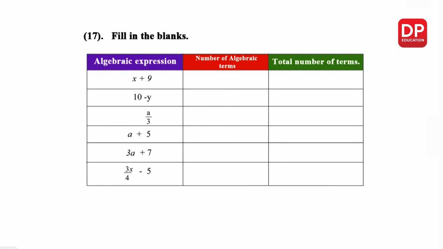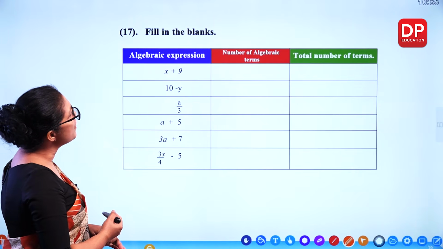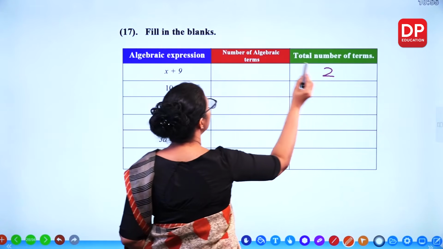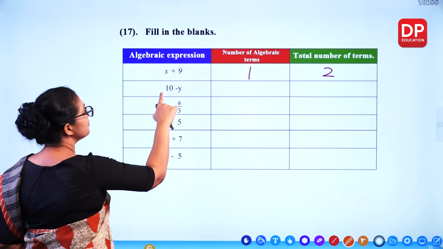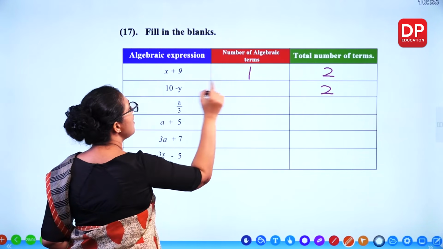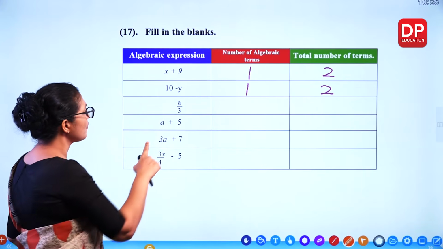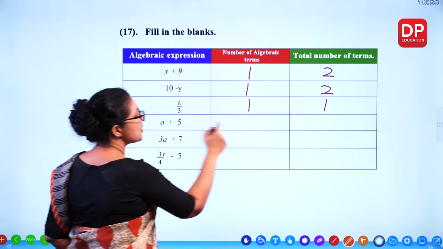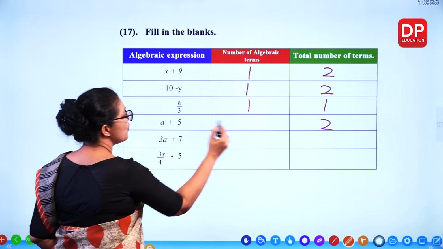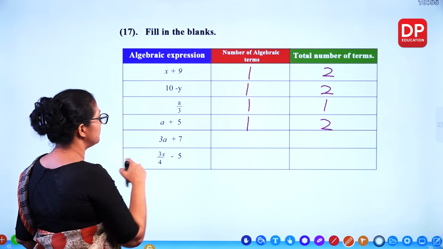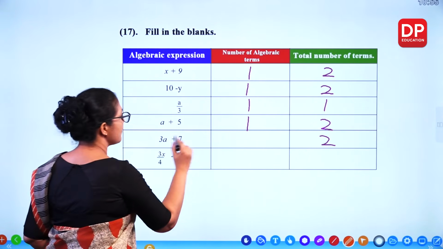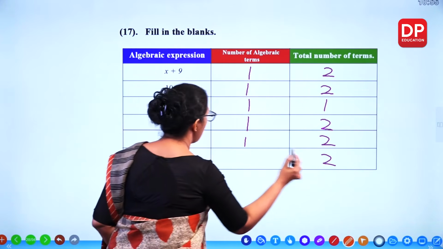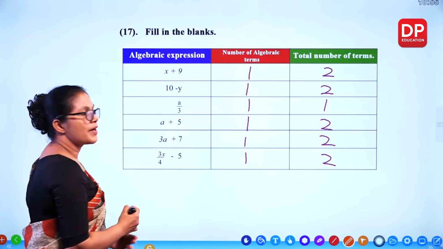Fill in the blanks. Number of algebraic terms and total number of terms. 2 terms are there. Out of that, 1 algebraic term. That's why only 1 term is there. That's an algebraic term. 2 terms are there, 1 unknown letter, that's 1 algebraic term. 2 terms are there and 1 algebraic term.